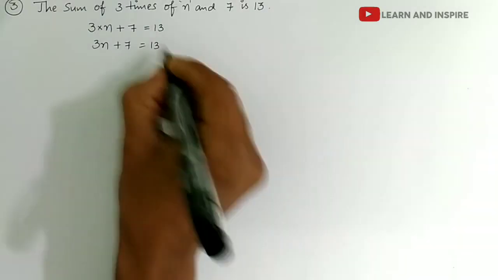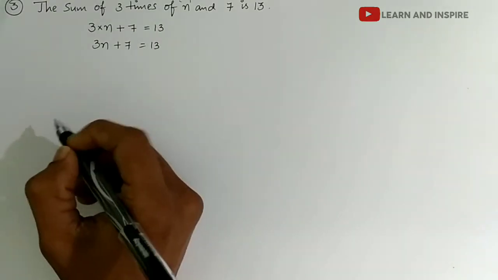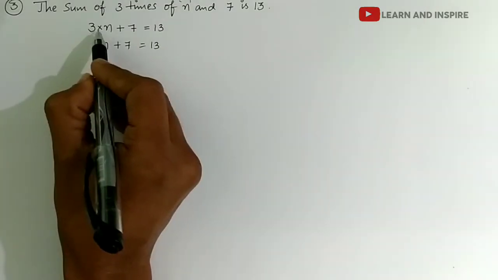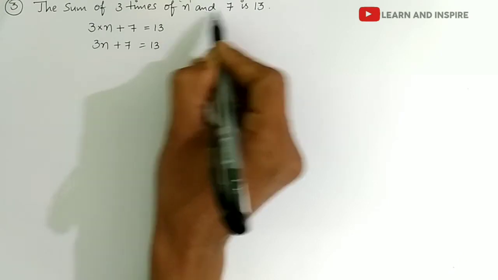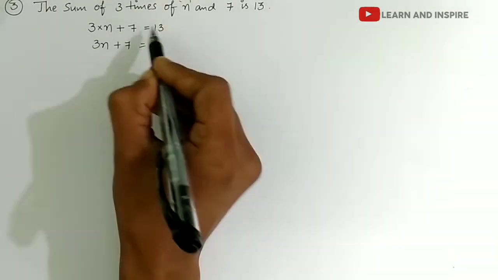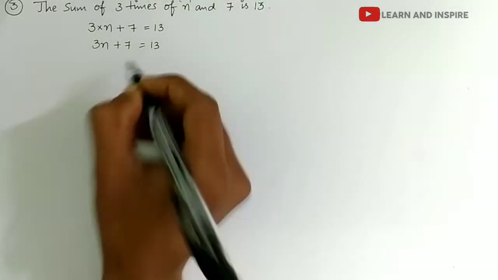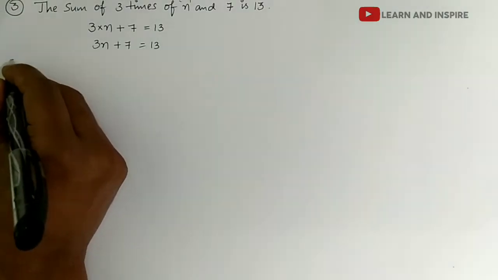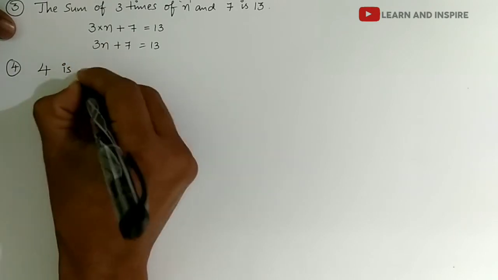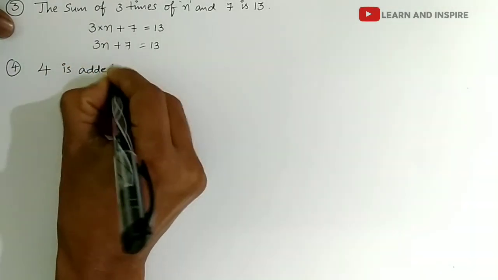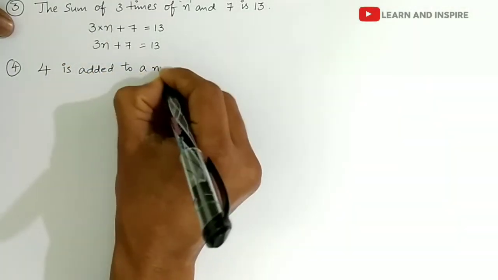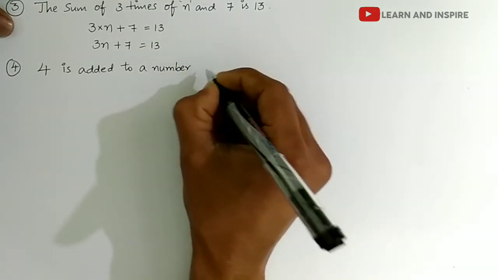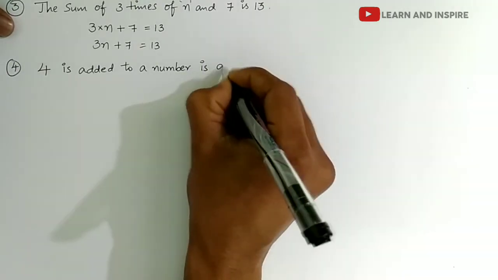So this is a simple equation from the mathematical statement. The sum is nothing but addition. 3 times of n added 7 is nothing but equal sign 13. Understood? Now we'll see the fourth one. 4 is added to a number is 9.